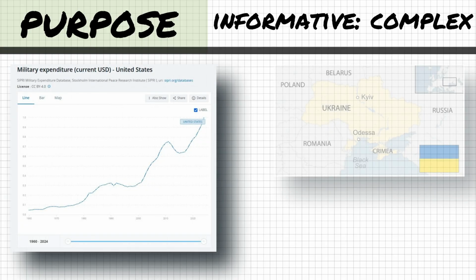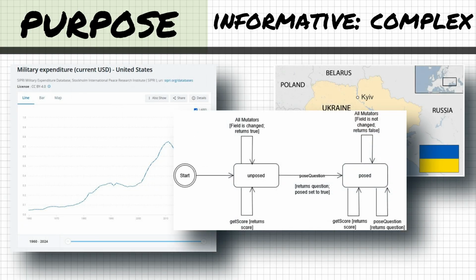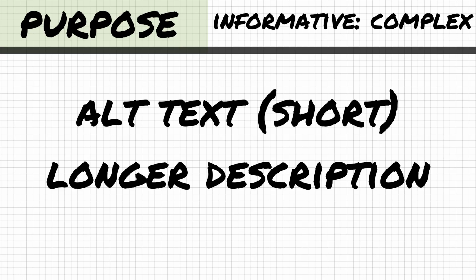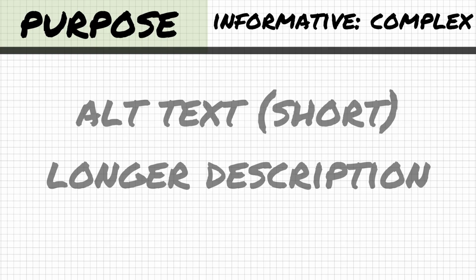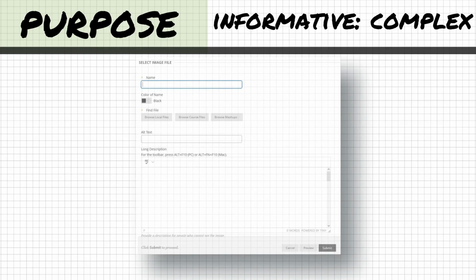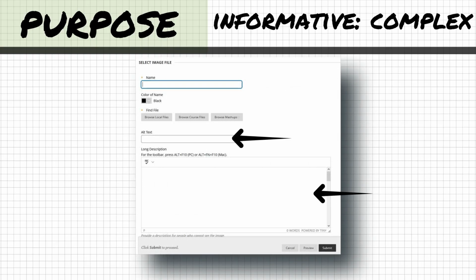For some images, the purpose is to communicate complex information, for example, a chart or a graph, a map, or a diagram. Complex information needs to be communicated in 2 parts, a short description for the alt text, and then a longer description that includes the detailed information contained in the image. In Blackboard, you can add both alt text and a long description to an image.